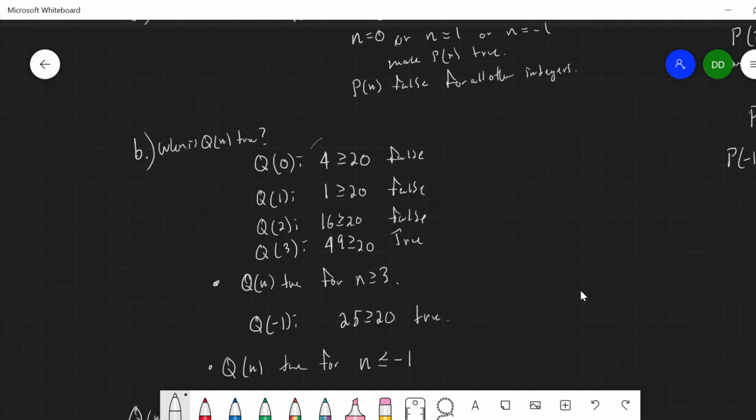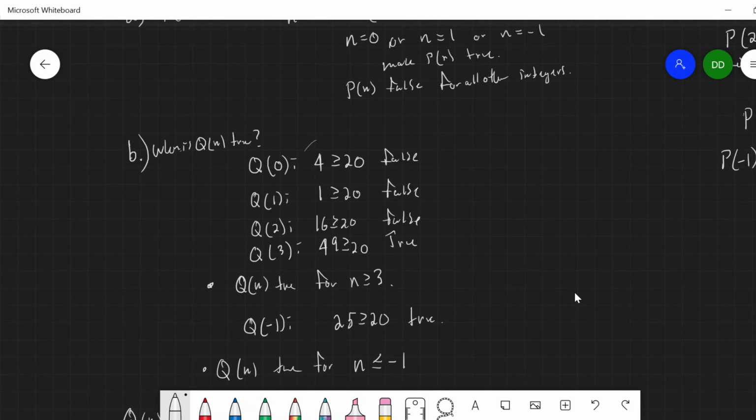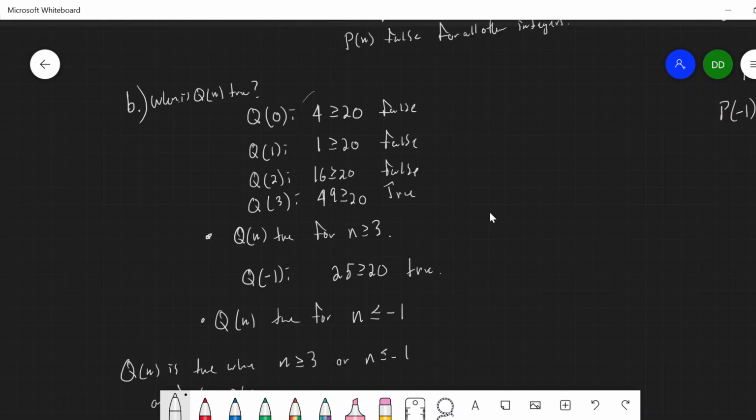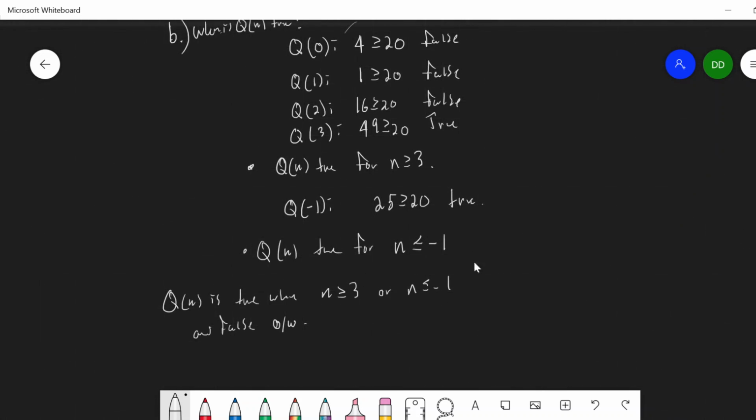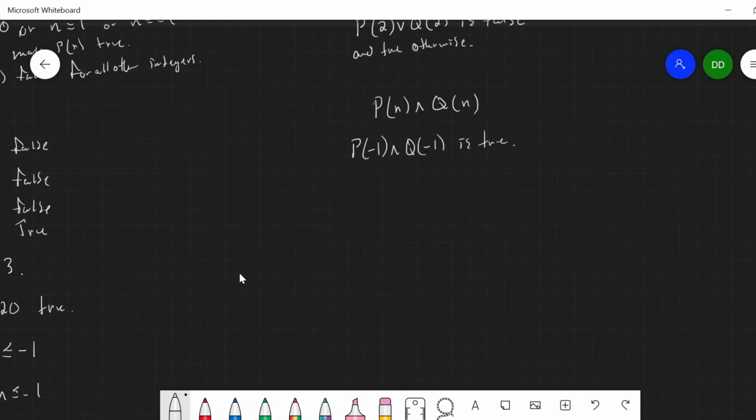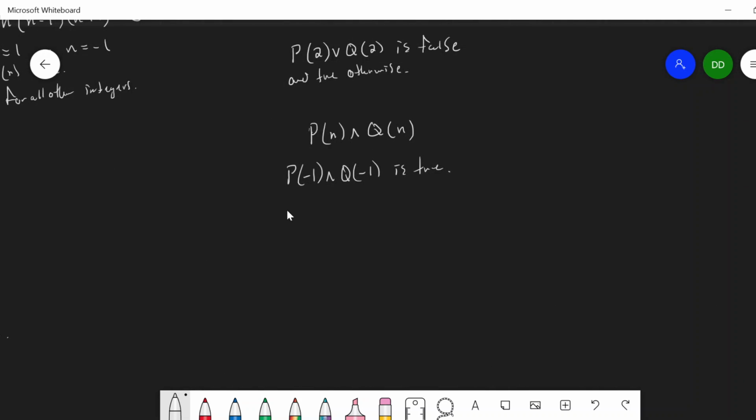Is there anything else that would make this true? Well, n equals 0 and n equals 1 would be the only other things I would have to check, because I need P of n to be true. But 0 and 1 do not make Q true. So P of n and Q of n is false for all other integers.